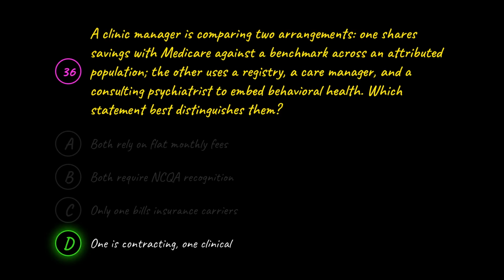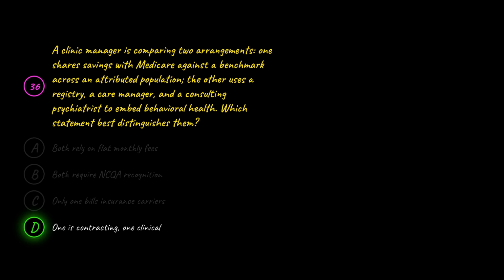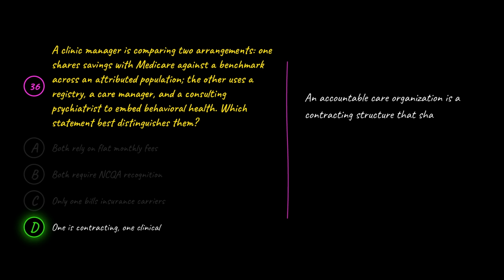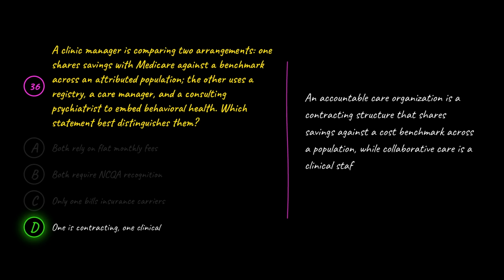The correct answer is D. One is contracting, one clinical. D is correct because an accountable care organization is a contracting structure that shares savings against a cost benchmark across a population, while collaborative care is a clinical staffing model embedding behavioral health into primary care delivery.